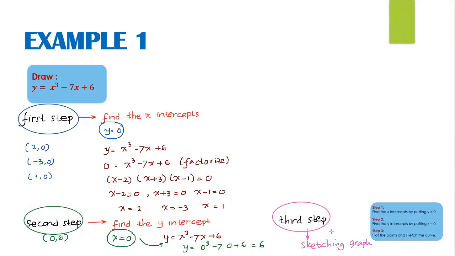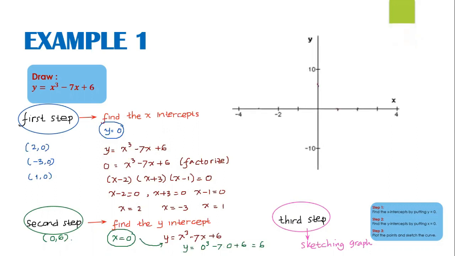Okay, students, now is to draw the graph. We're going to sketch this graph. What about the sketching of the graph? Okay, these are the x, y coordinates. We got the information, right? This is the information: (2, 0), (-3, 0), (1, 0), and then (0, 6), right? Is it clear to everyone?